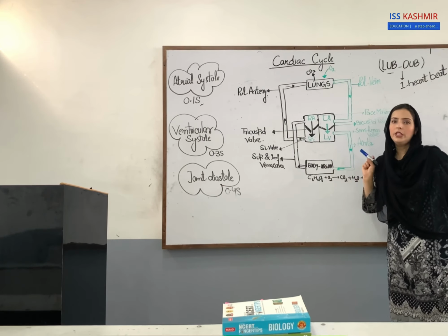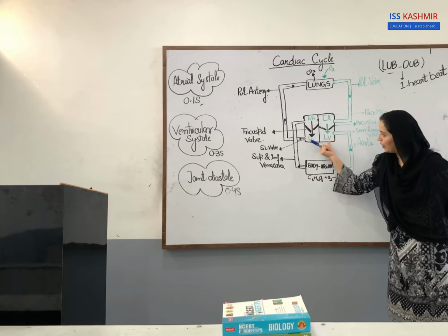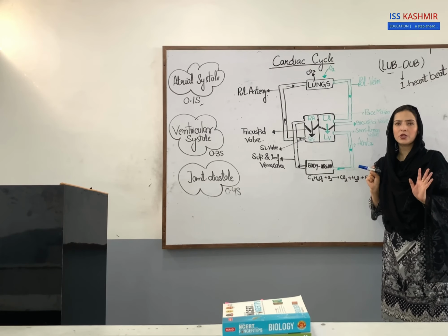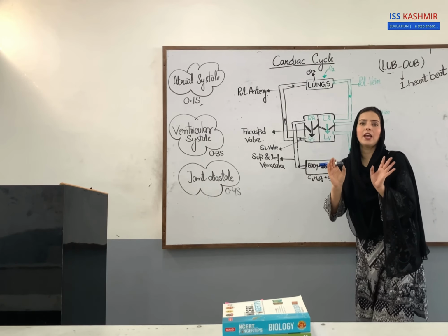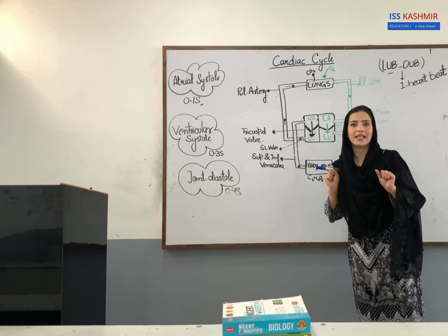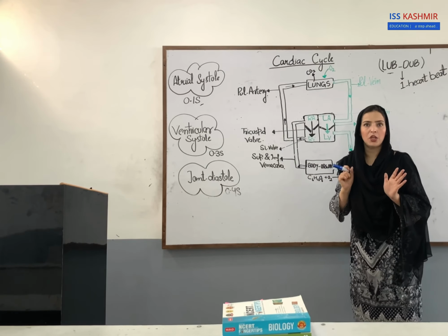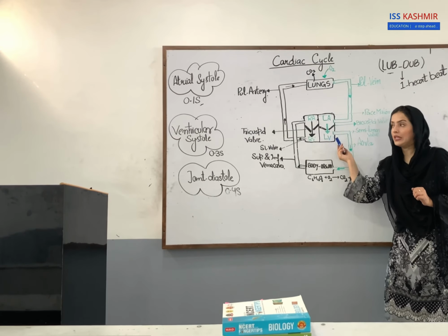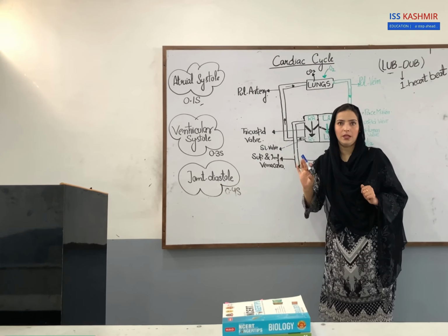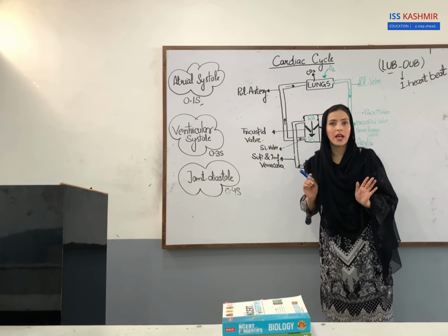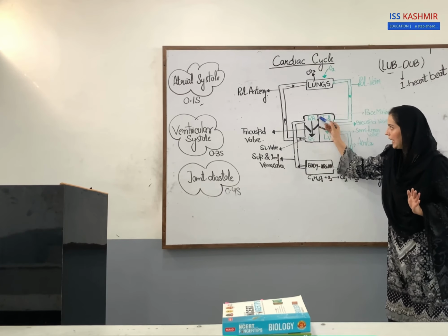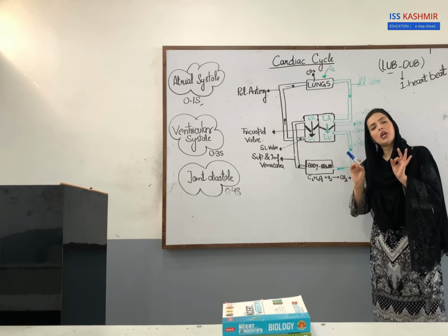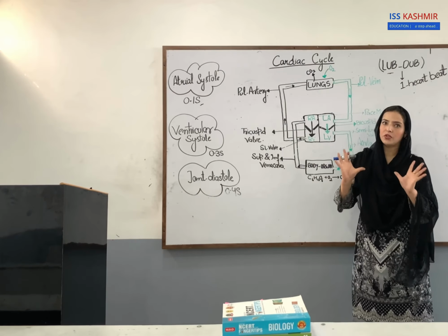atria are done with their purpose of contraction. Ventricles are also done with the contraction. Now they would require a brief sigh of relief. They would require relaxation. This relaxation period of both the atria and both the ventricles is called joint diastole. Fine. During joint diastole, both the atria and both the ventricles, which are now totally empty, will relax.